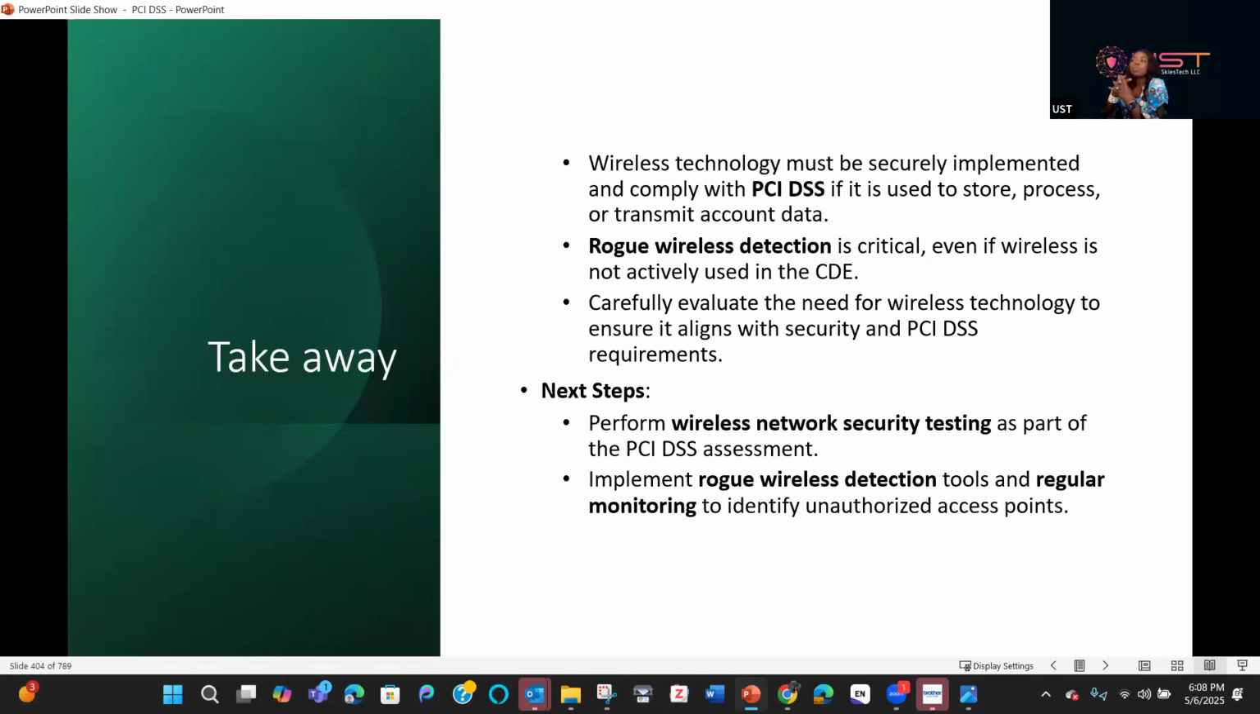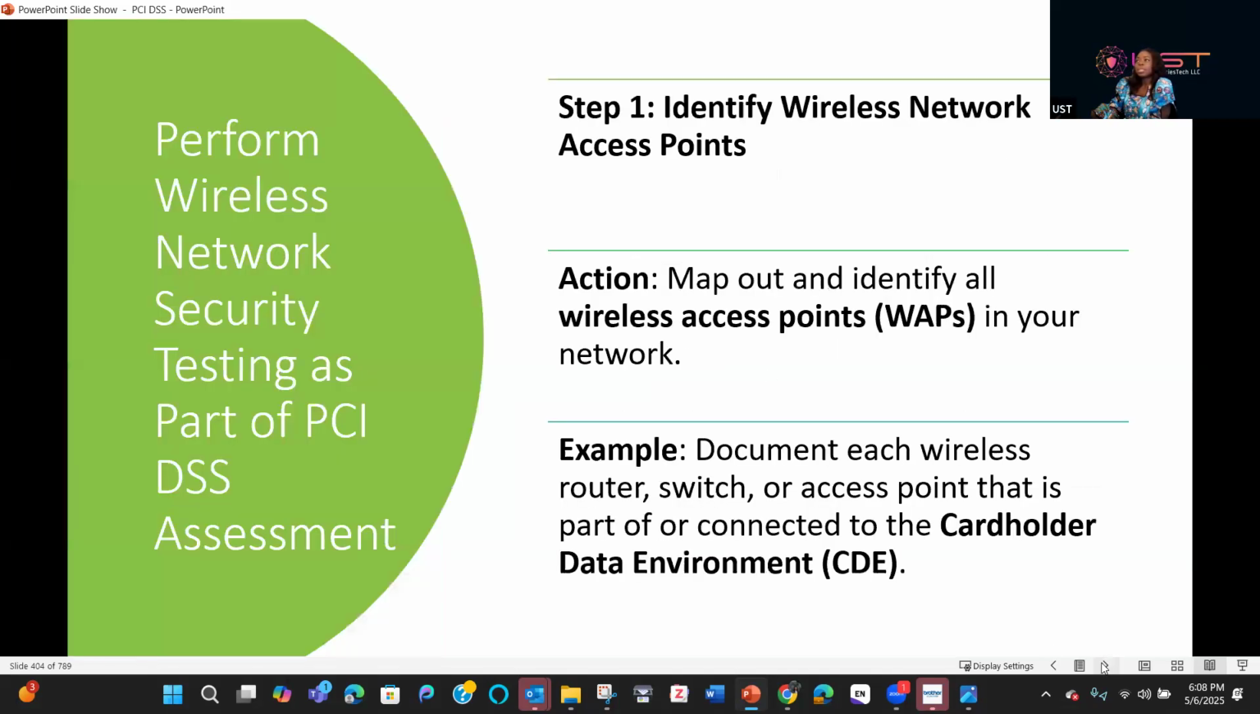So what will be the next step? Perform wireless network security testing as part of the PCI DSS assessment. Will you be the one to perform it? No. If you're working in-house, again, ensure that these are being conducted and you collect those artifacts to make sure that those controls are effective. And then you can also implement rogue wireless detection tools and regularly monitor to identify unauthorized access, which is really, really important. Then going to the next slide, we'll go through how to perform wireless network security testing as part of PCI DSS. How can that be performed?